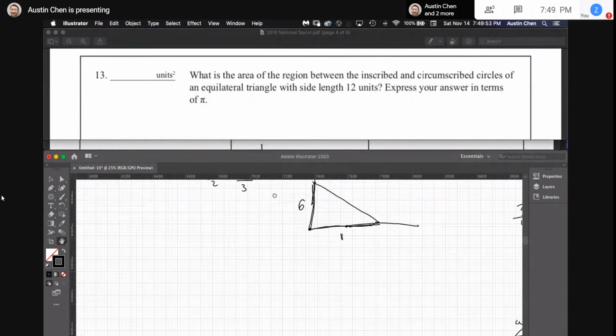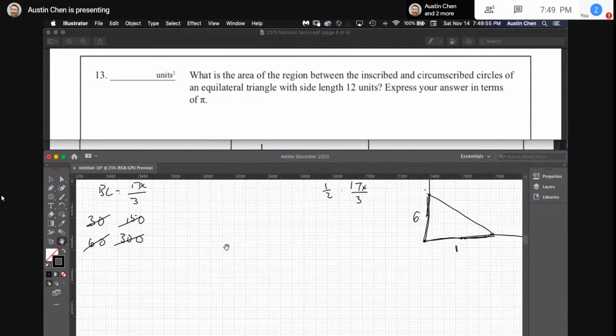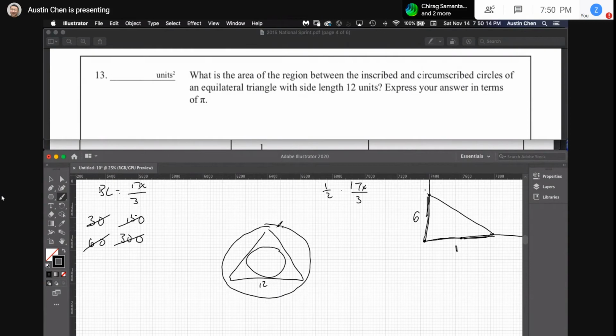What is the area of the region between the inscribed and circumscribed circles of the equilateral triangle with side length 12 units? Express your answer in terms of pi. So basically we have an equilateral triangle here, it's 12 units. We have an inscribed and circumscribed circle, and we want to find the area of the region between the circles.